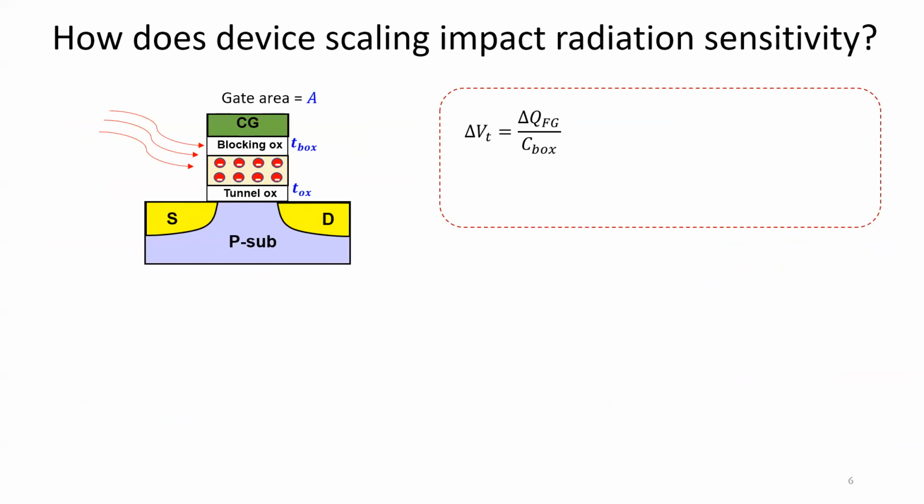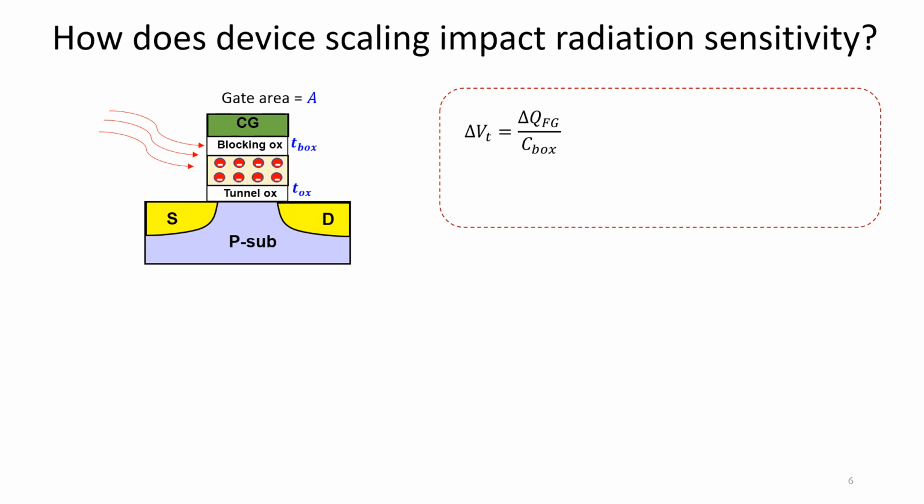Now, let's look at how technological scaling impacts the radiation sensitivity of flash memory. In this cartoon, you can think about flash as a capacitor, where we have stored charge on the floating gate, and the loss of charge. You can visualize the gate stack of flash as a capacitor. The change in threshold voltage is related to the change in charge in the storage divided by capacitance.